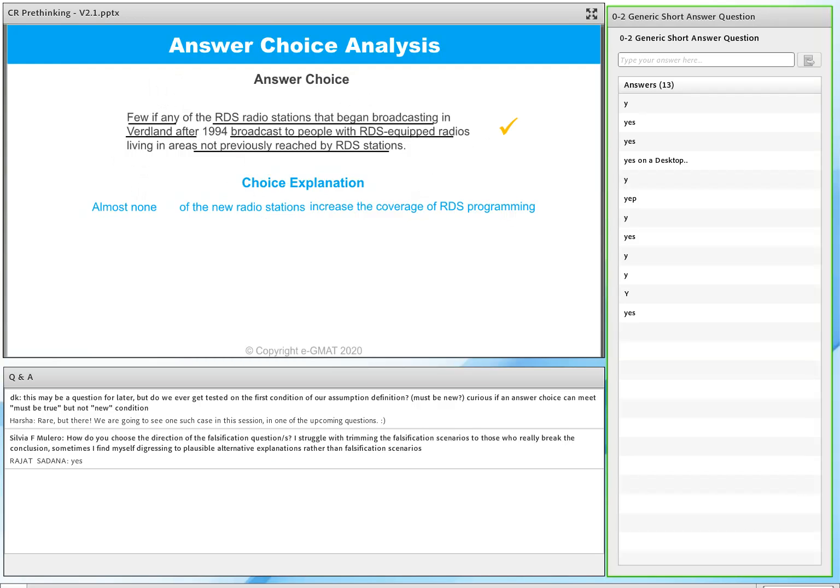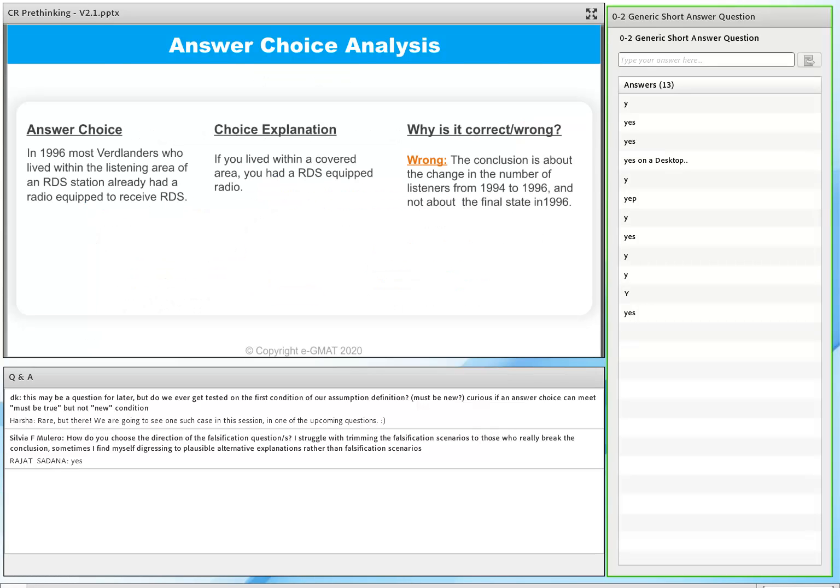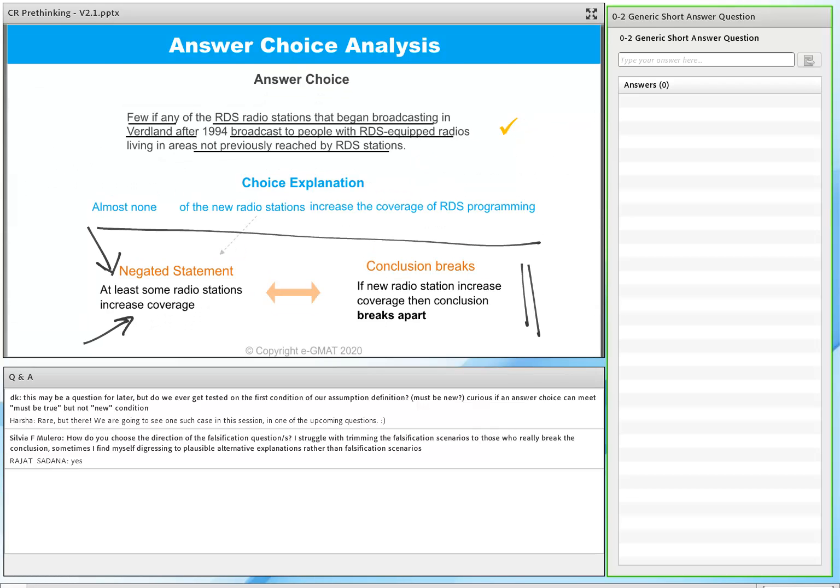So this is my correct answer, and you can really see the translation. We'll do the negation test on this. This is the translated version. You negate this, you say almost none of the new radio stations increase the coverage of RDS programming. The negation of this is at least some of the new radio stations increase coverage. If at least some new radio stations increase coverage, then I as an author cannot say that the number of Verlanders receiving special program information has not increased significantly. All right, choice A clear. I'm going to look at every other answer choice too, but choice A is clear. It's in line with our pre-thinking.